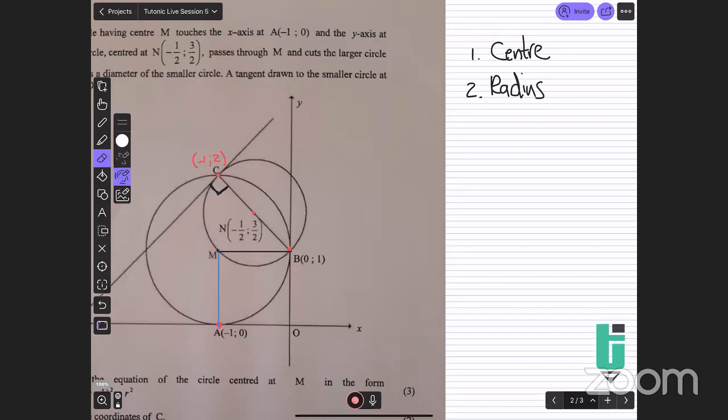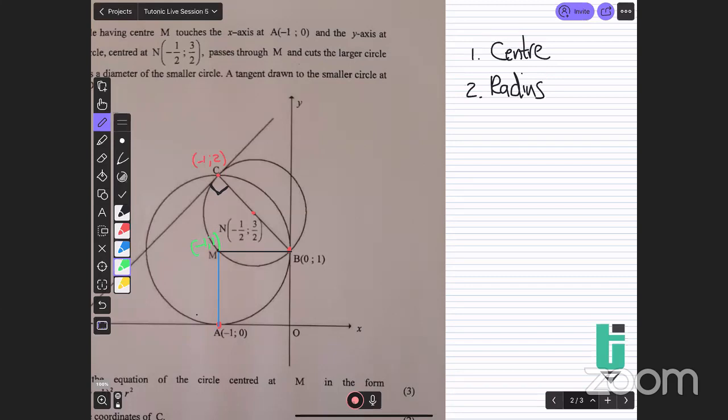So therefore, this M is just the intersection of these 2 lines. This line is when y is 1, and this line is when x is -1, therefore the coordinate is going to be -1, 1. Does everybody see that? Okay.